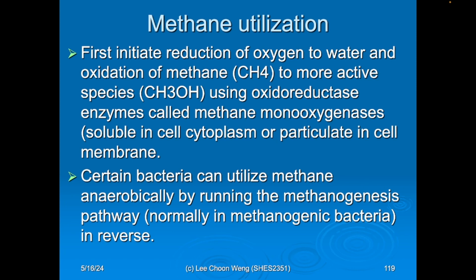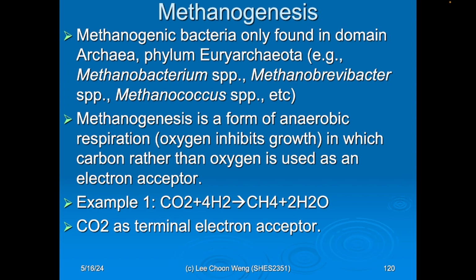Methane utilization can also be carried out by certain bacteria by running the methanogenesis pathway in reverse. This is especially common in methanogenic bacteria. Other than utilization of methane, methanogenesis is also part of the C1 metabolism. So methanogenic bacteria are only found in the domain Archaea, phylum Euryarchaeota. Examples are Methanobacterium species, Methanobrevibacter species, Methanococcus species.